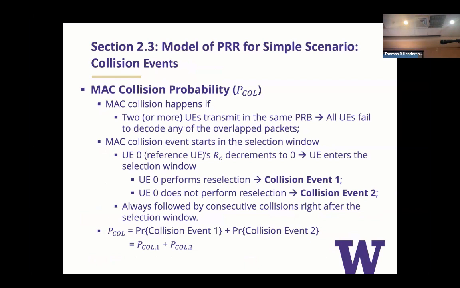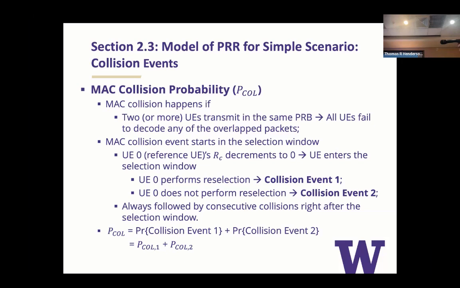First, we denote the reference UE as UE0. When UE0 RC decrements to 0, UE0 will enter the selection window. A collision may happen in the selection window, depending on the behavior of UE0. First, if UE0 performs reselection in the selection window, then a collision may happen. We define such a collision as collision event 1. And if UE0 doesn't perform reselection in the selection window, a collision may also happen. We define such a collision as collision event 2.